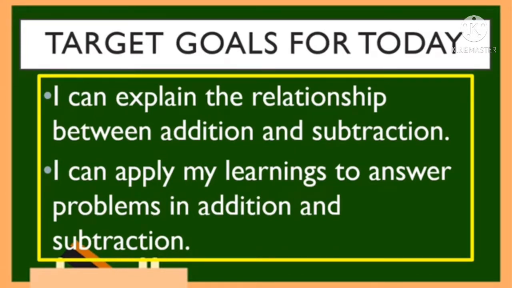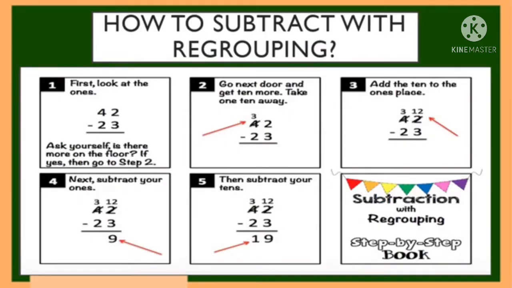Alright. We have here a review first of what was our lesson last time, which is the subtraction with regrouping. I have here again 5 steps for you to understand it more. Teacher JP number 2 will explain it further. The first one is to first look at the ones place.